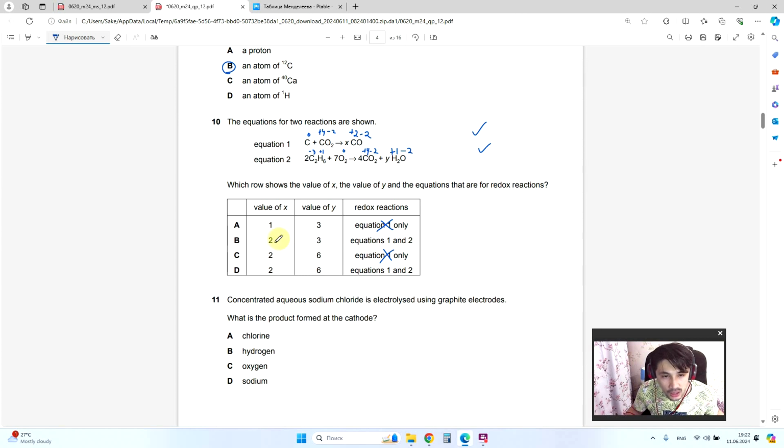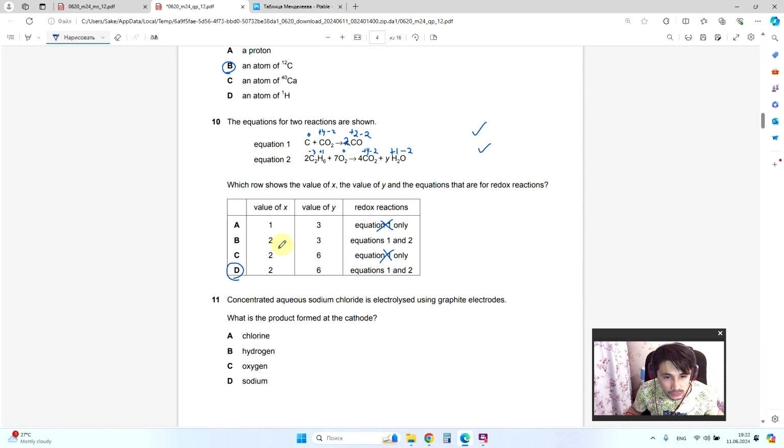Then check the values of x and y. In order to do that, you need to balance the equations. You have two carbon atoms in the first equation, so you simply can put 2 here. Then the reaction is balanced, so the value of x should be 2, so you can just pick option D as the correct answer. So the rest are not correct.